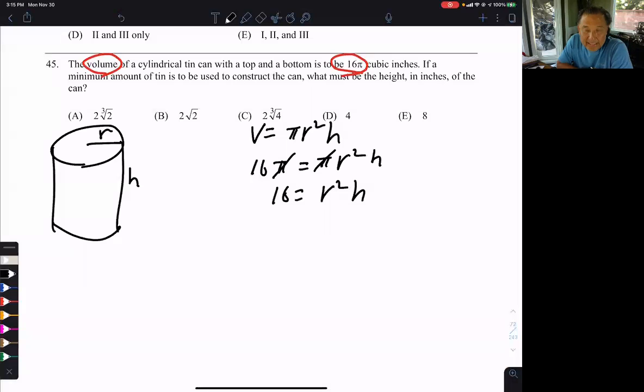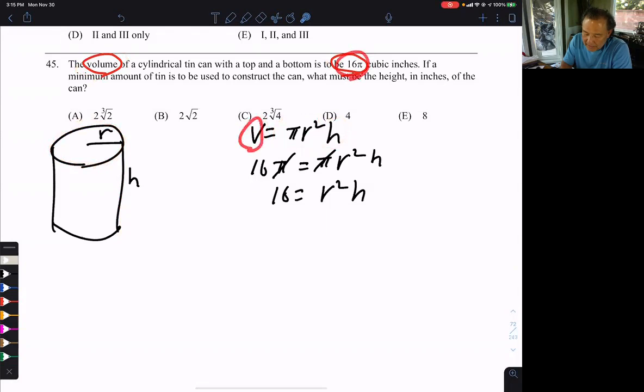This is 1988, number 45. So they give us the volume of a can is 16 pi. So if we have this can, the volume of any shape is the area of the base times the height. Well, the area of a circle is pi r squared, and the height of the can is h, so that's the volume, but they tell us the volume is 16 pi.